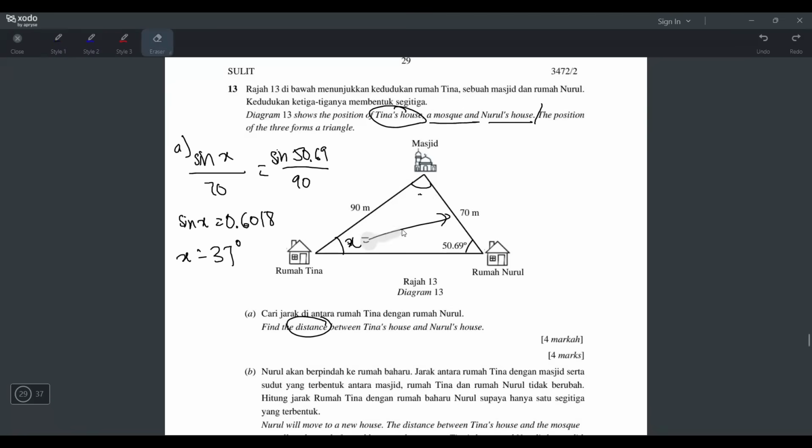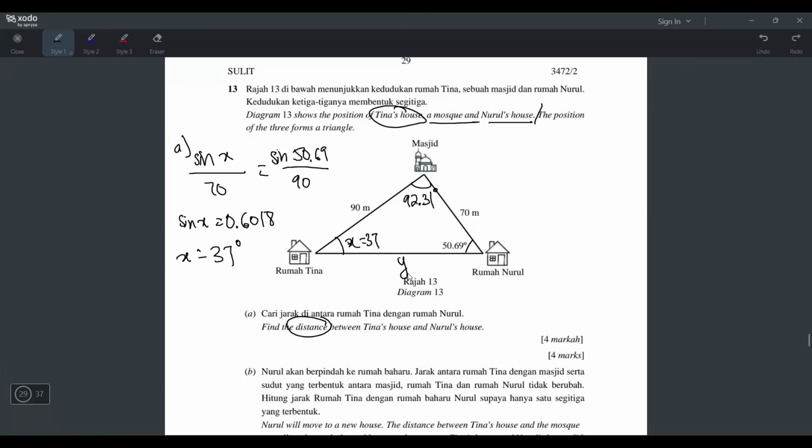Now it's time to find the angle atas, because the angle atas will help me find the distance here. Let's label first. This one is 37. How to find this angle? Just take 180 minus 37 minus 50.69. Let me press now. My calculator gives me 92.31 degrees. Actually, you can write in degree minute also, up to you. So 92.31 degrees. Now we can find the distance between Tina and Nurul's house. So this is the one, right?